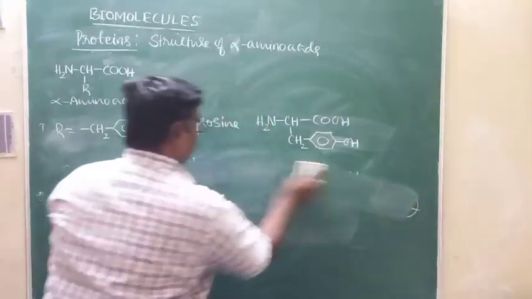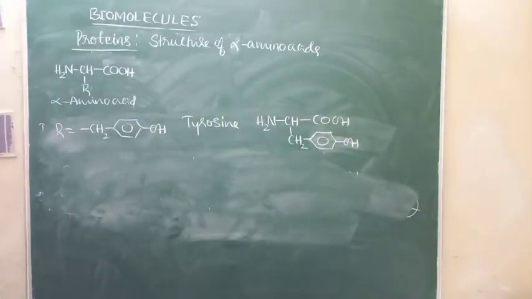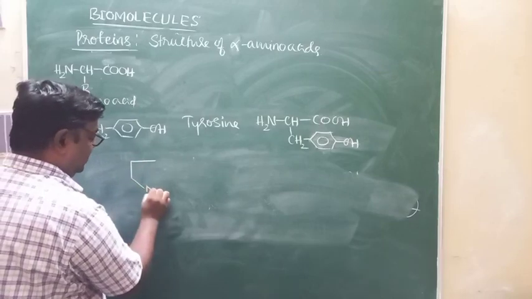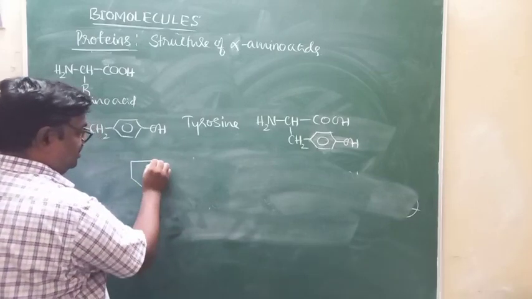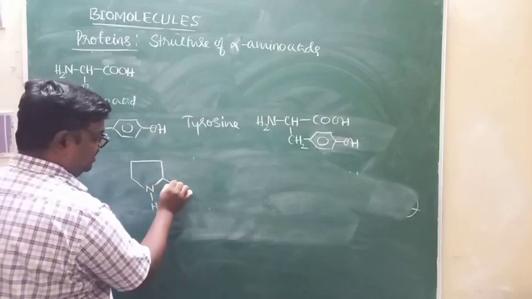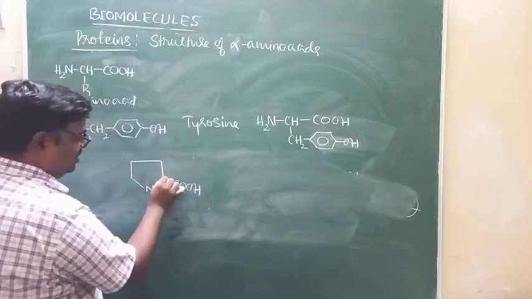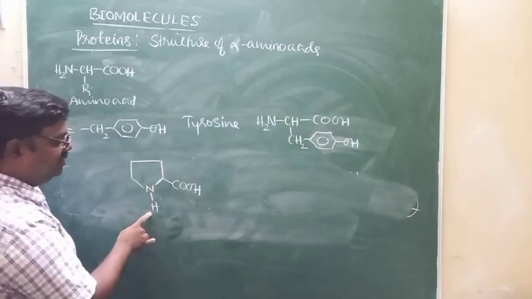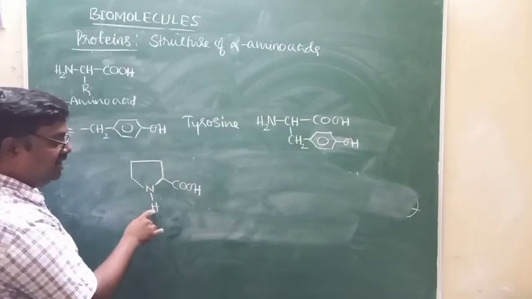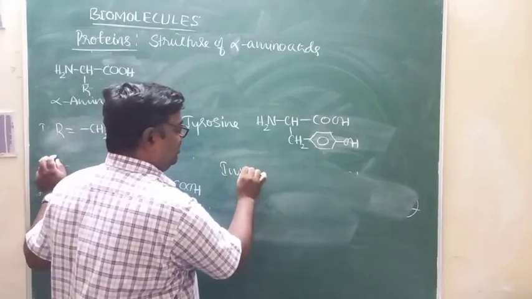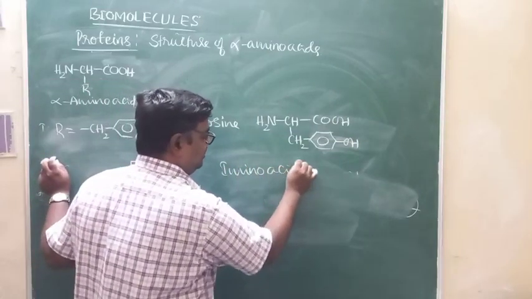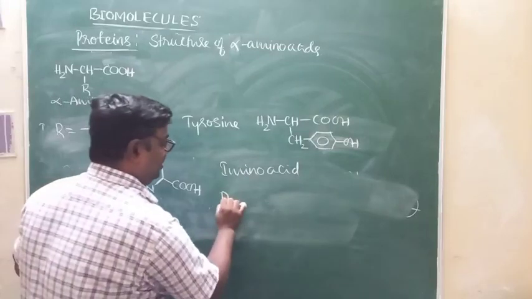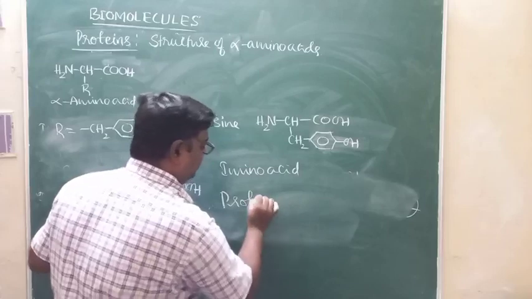Like that, we have one heterocyclic amino acid. It is an amino acid because here we have an amino group, and of course this is the carboxyl group. Here the amino group is a secondary amino group in the cyclic ring. Therefore it is an amino acid. You can call it an amino acid, or you can say a heterocyclic alpha amino acid. Its name is proline.